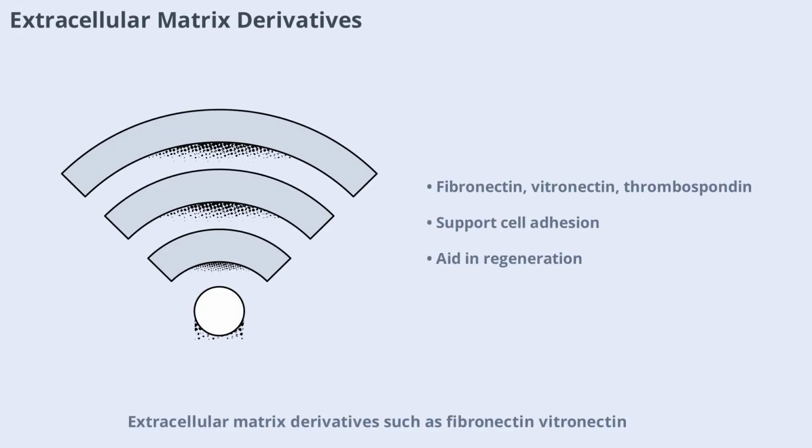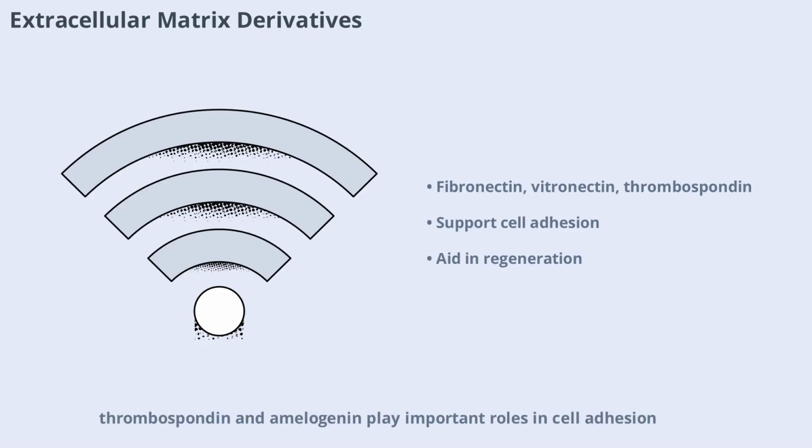Extracellular matrix derivatives such as fibronectin, vitronectin, thrombospondin, and amelogenin play important roles in cell adhesion, migration, and differentiation. These proteins contribute to the regenerative process by supporting the attachment and proliferation of cells at the defect site.